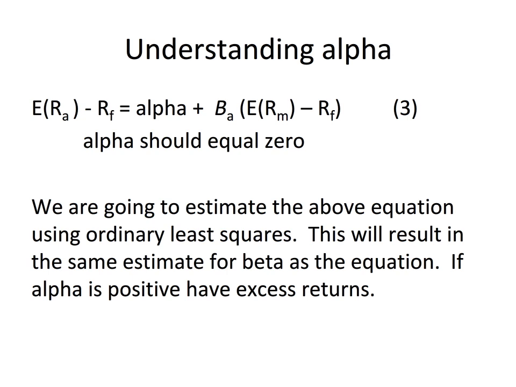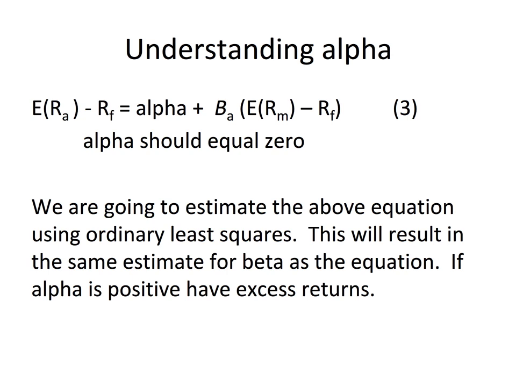If alpha is positive, we interpret that as excess returns. And think of it this way. If CAPM is true, alpha should equal 0. If it's positive, then the expected return on the asset is higher than we would expect given that CAPM holds, so we call those excess returns.